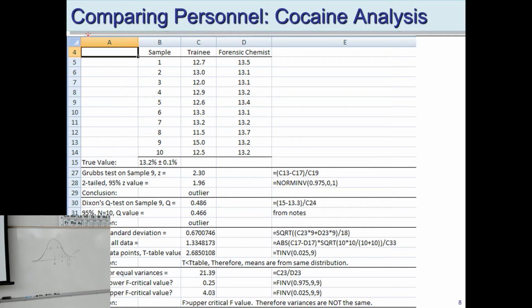So our t-calculated compared to the t-critical, our calculated is less than the critical value. And so the null hypothesis that the means are the same, we fail to reject that.